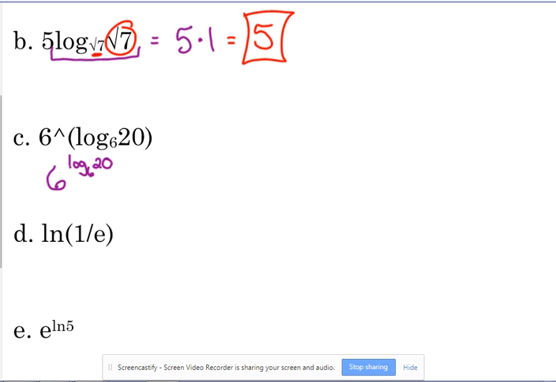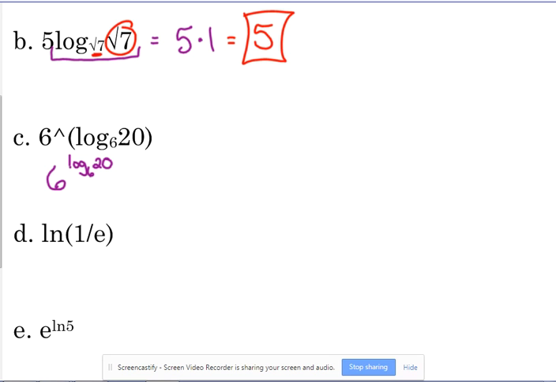So let's think about this one for a second. 6 and 20 don't have a nice whole number exponential relationship, okay? I can't tell you 6 to what power is 20. I know that it's somewhere between 1 and 2, because 6 to the first is 6, 6 squared is 36, and 20 is somewhere between 6 and 36. But without using my calculator, I can't tell you exactly what that number is, okay?